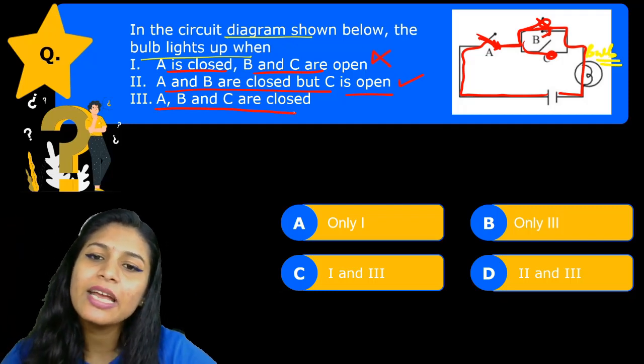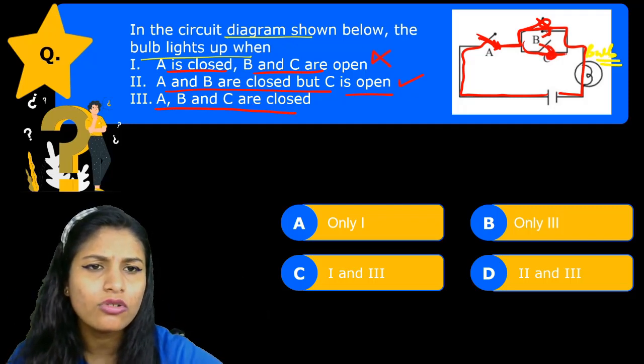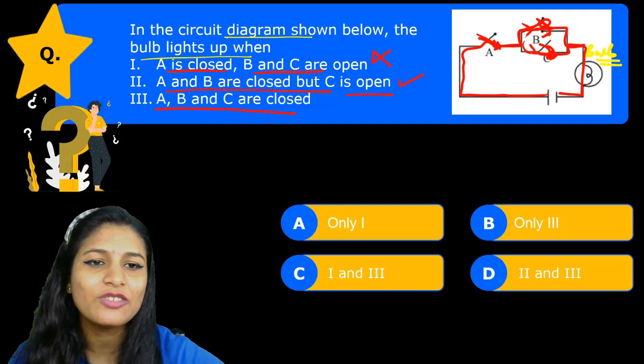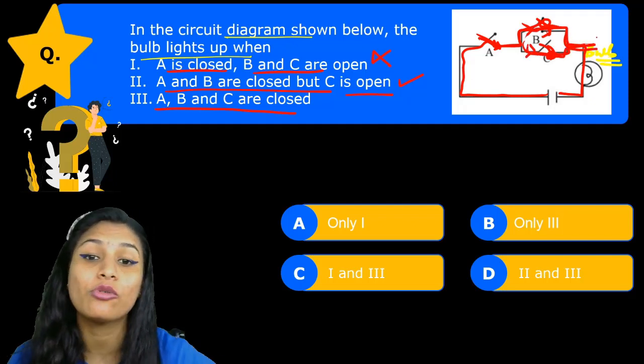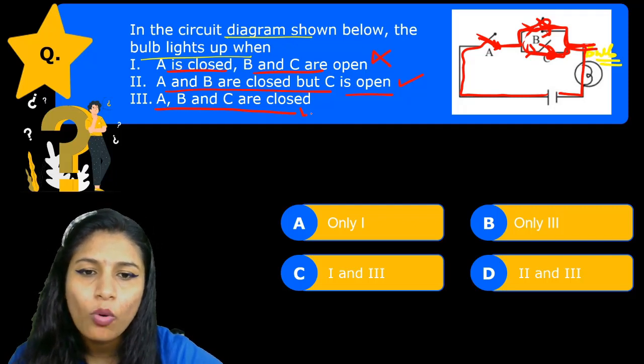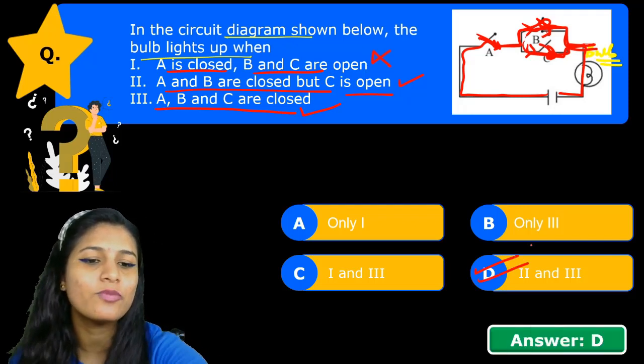Option number 3: A, B and C, all three of them are closed. So let us close all of them. This is also closed. Now there are two paths for the current to flow, and the bulb is going to glow. So 2 and 3 both are correct, which is option number D. So our answer is option number D.